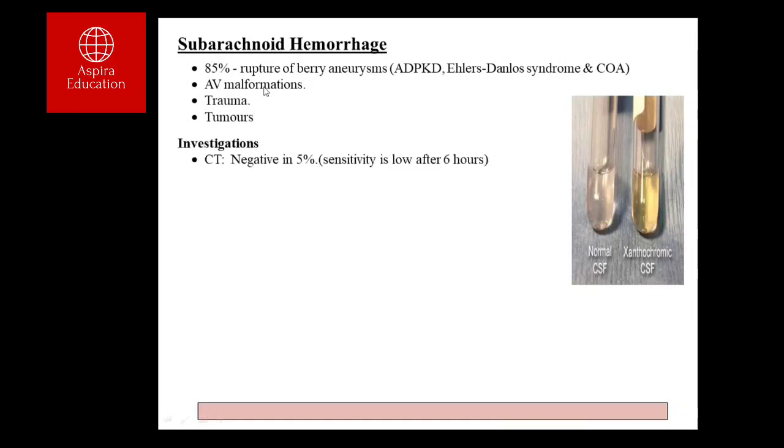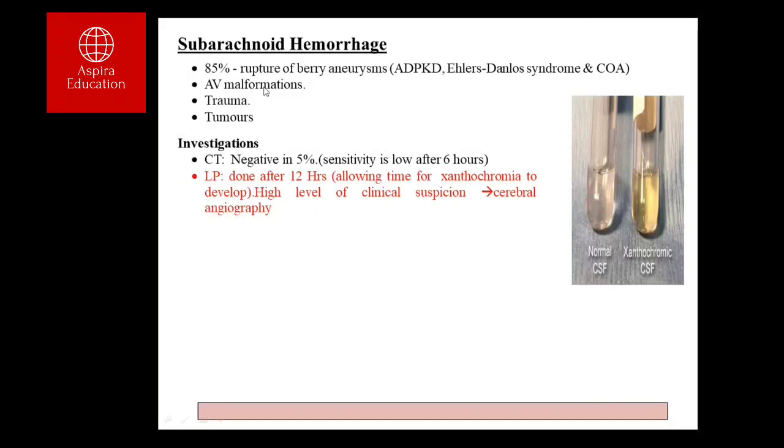Investigation is usually CT. CT is negative in only 5%. 95% of the time you are able to pick up the subarachnoid hemorrhage. In 5% it may be negative, and sensitivity is low even after 6 hours. So what to do in such a patient where you are suspecting subarachnoid hemorrhage and the CT is not showing pathology? The important thing to do is a lumbar puncture and try to see the color of the CSF, because in the subarachnoid space there is CSF, and the CSF contains blood.